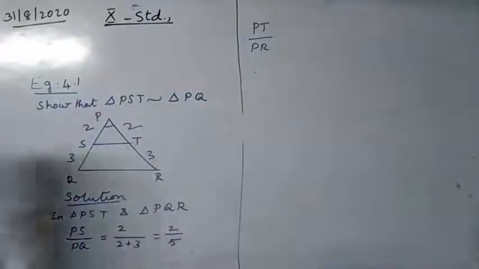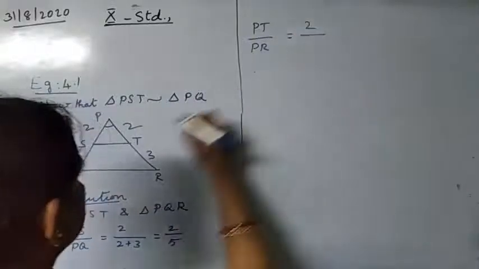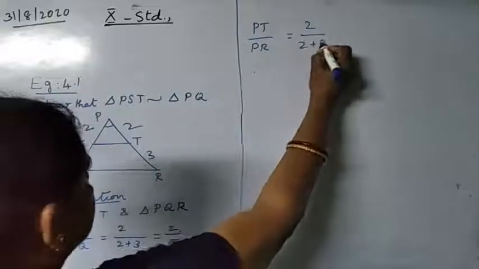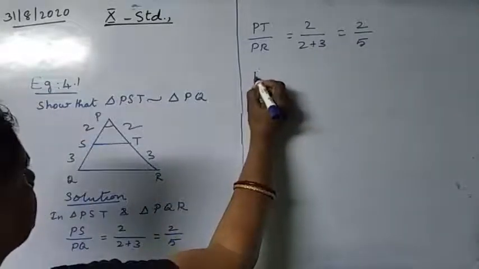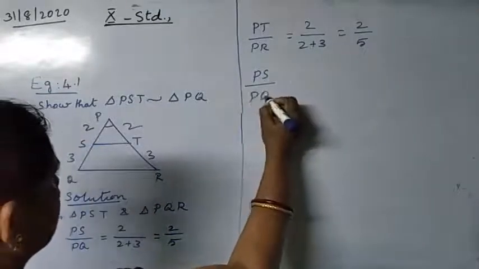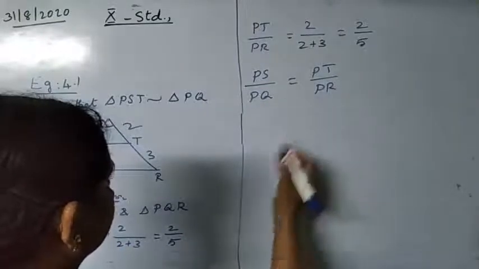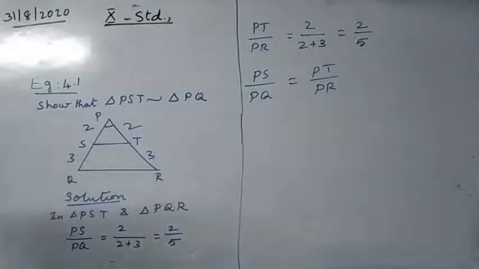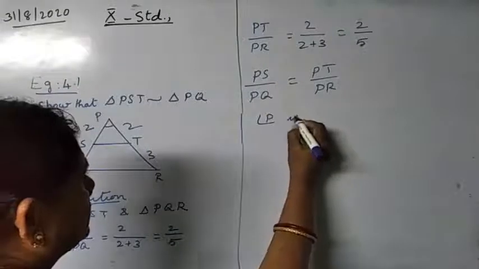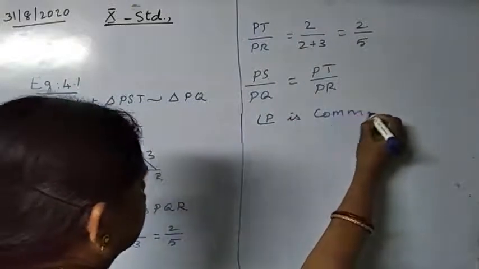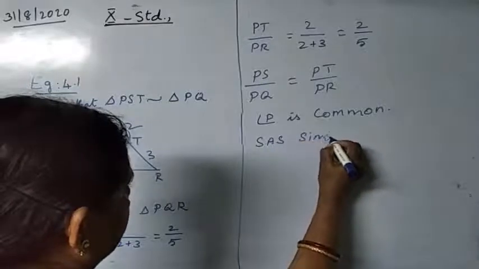PT by PR is equal to, what is PT? 2. What is PR? The same, 2 plus 3, which is equal to 2 by 5. So I can say that PS by PQ is equal to PT by PR. So two sides are proportional. Two sides are equal. Angle P is common. So it comes under SAS similarity.